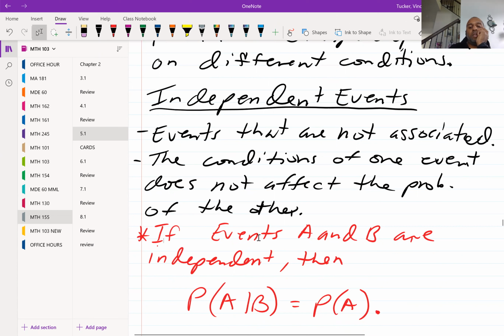All right, so here, if events A and B are independent, then the probability of A given that B has occurred is just the probability of A, because B does not affect A occurring at all.